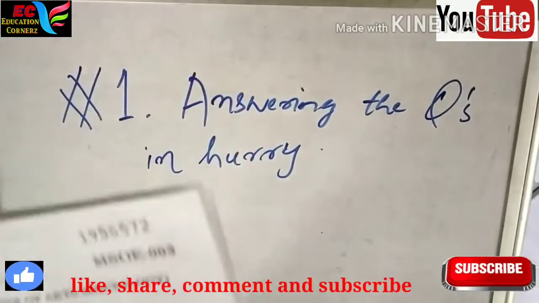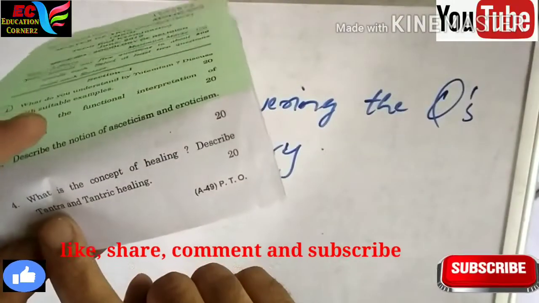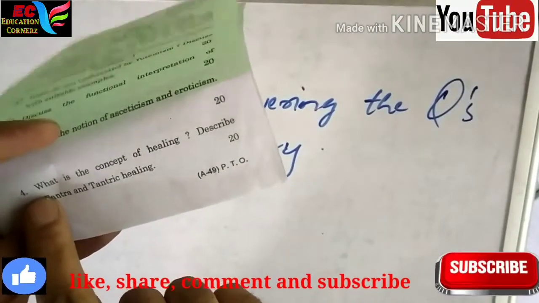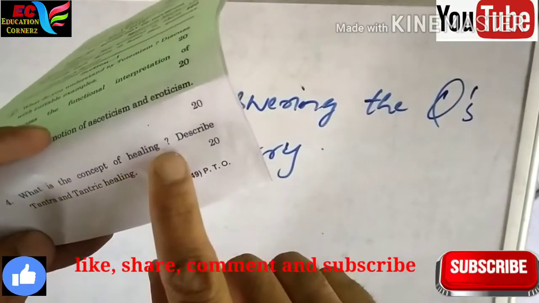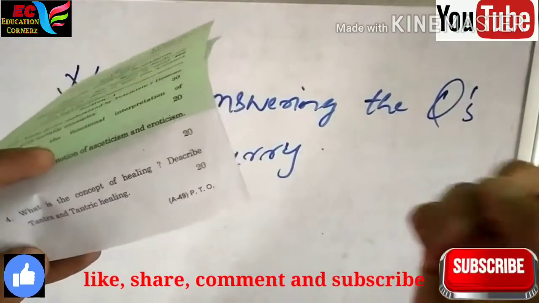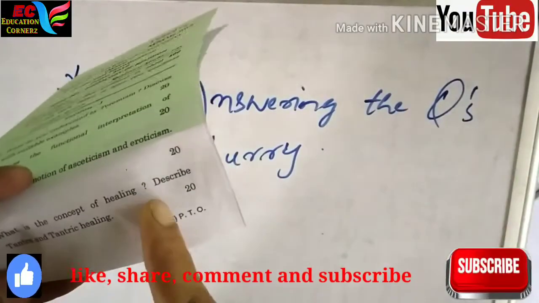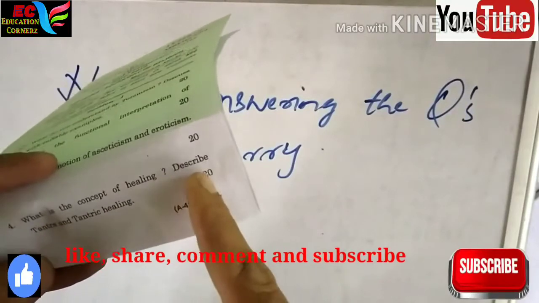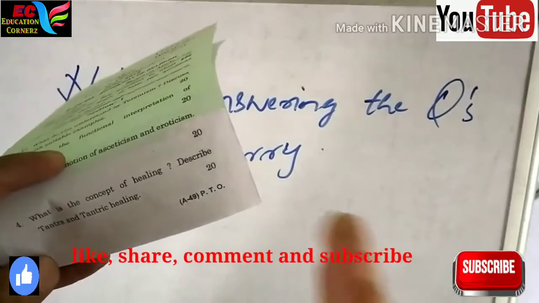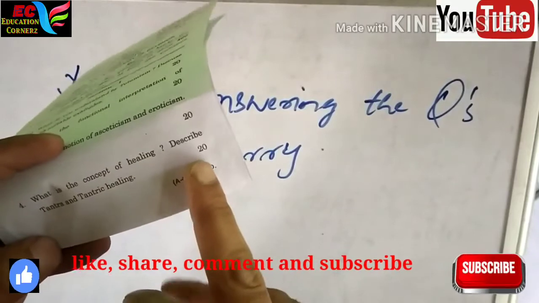And one more thing, while reading the question in hurry, you can see here the question number 4 is, what is the concept of healing? When a student is in hurry, he starts writing down what is healing, and he continues writing down the concept of healing without seeing the second part of the question, that's describe tantra and tantric healing. In this way, the evaluator gives half marks.